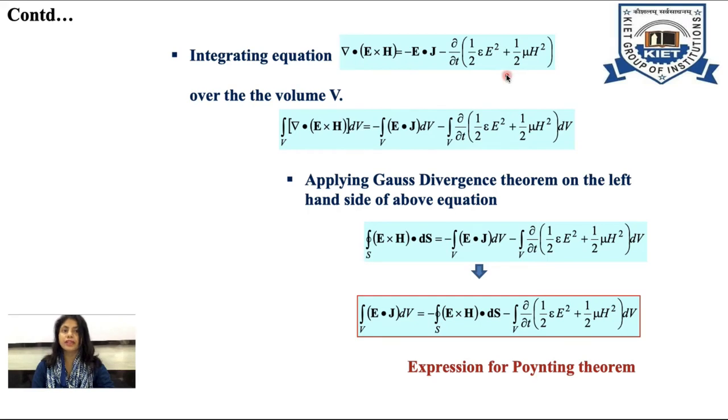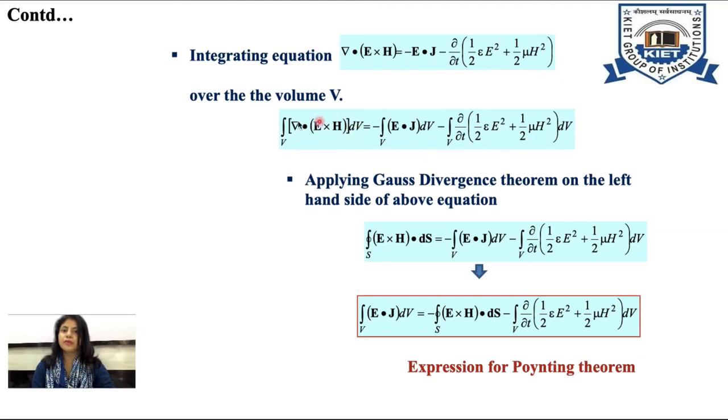Integrating this equation over the volume V, we have volume integration of del dot E cross H into dV is equal to minus volume integration of E dot J into dV minus volume integration of del by del T of half epsilon E square plus half mu H square into dV.